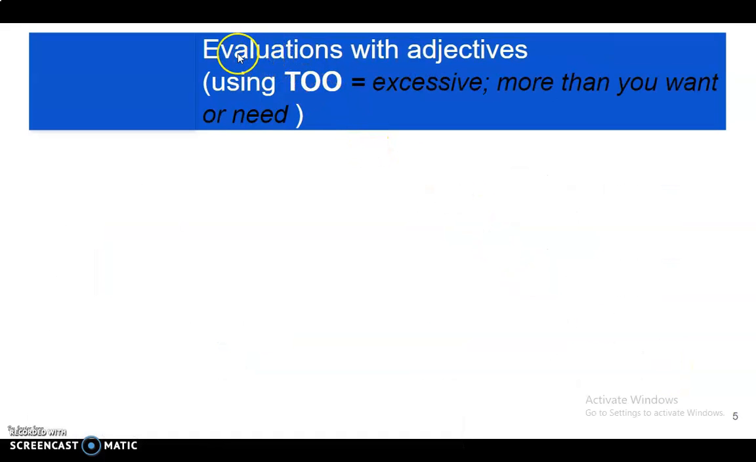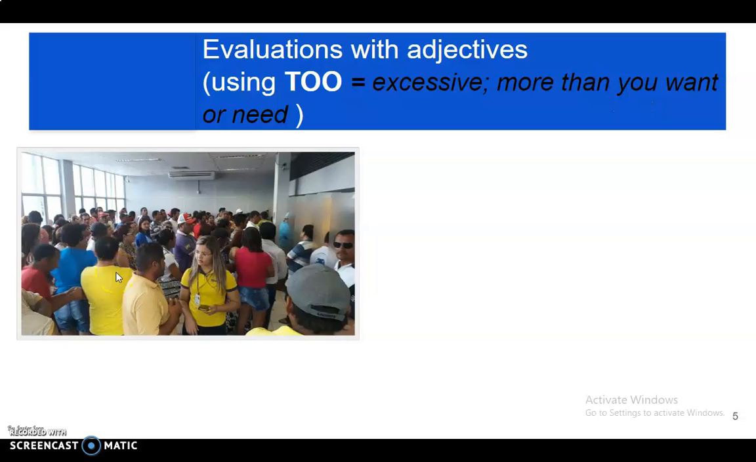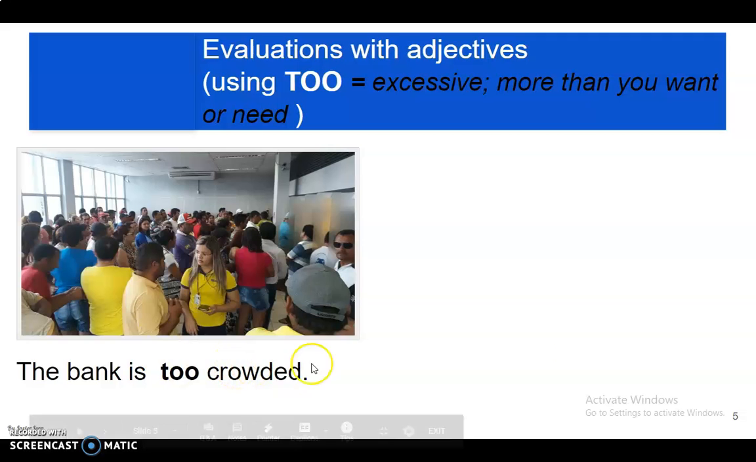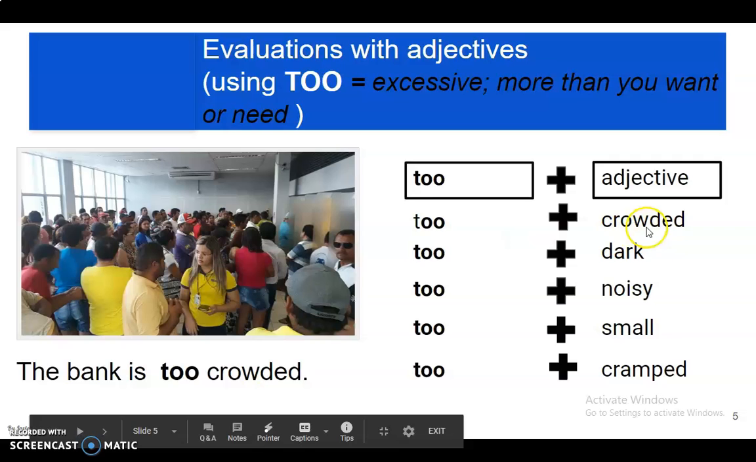Let's continue now with making evaluations with adjectives, but using too. Too means excessive, more than you want or more than you need. This is a photo from a bank. I could describe this photo by saying that the bank is too crowded. Crowded is the adjective, and it comes after the word too. More examples: too crowded, too dark, too noisy, too small, and too cramped.